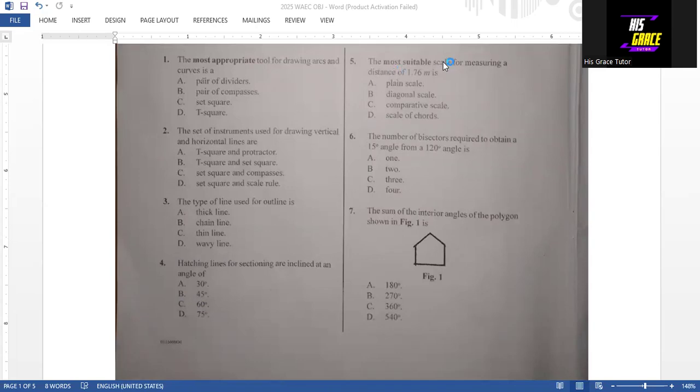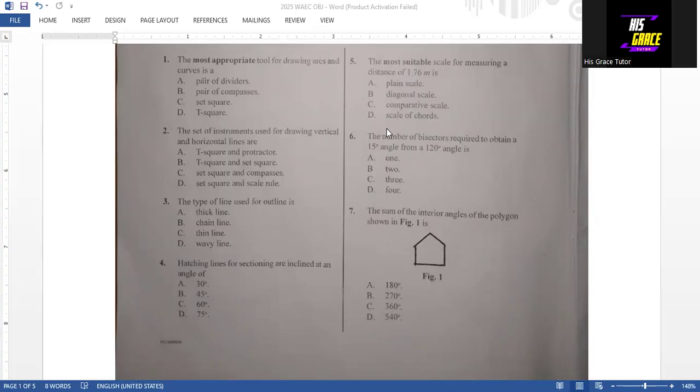Question 5, the most suitable scale for measuring a distance of 1.76 meters is a diagonal scale. So a plane scale is for a measurement of 1 point something, 1.7 or 1.2, depending on the calibration of the scale. When it comes to a measurement like this, which is written to 2 decimal places, we have a diagonal scale. If it's for 1 decimal place, we have a plane scale. So take note of that.